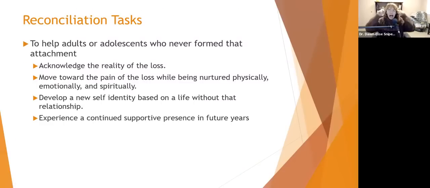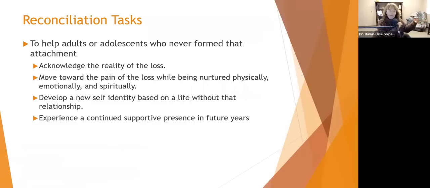Reconciliation tasks. To help adults or adolescents who never formed that attachment, help them acknowledge the reality of the loss. Help them understand how it might have impacted them to have a caregiver who was not responsive to their needs as a child. Help them move toward the pain of the loss while being nurtured physically, emotionally, and spiritually. So help them, I hate to say embrace the pain, but help them experience the pain that maybe that 2-year-old them experienced, and work through it, because they may have some stuckness there. Help them develop a new self-identity based on a life without that relationship.